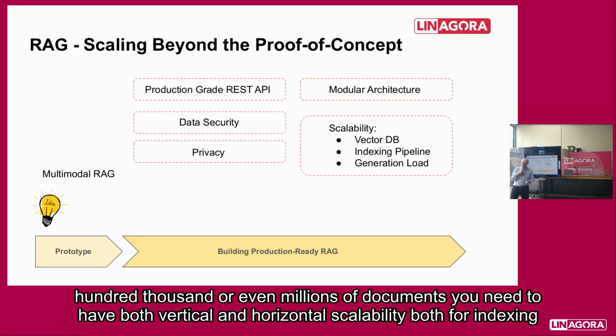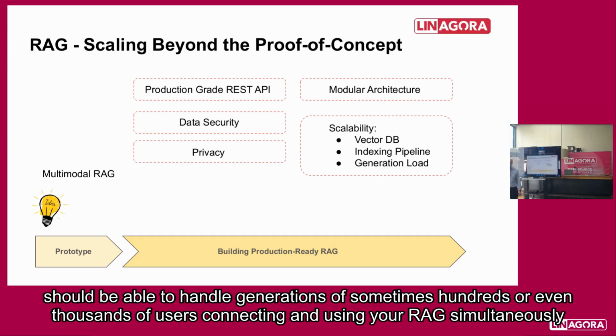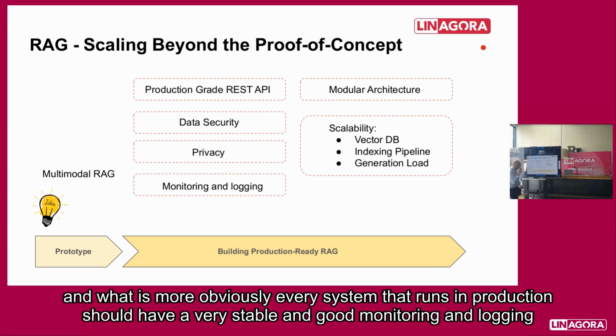You need to have both vertical and horizontal scalability, both for the indexing pipeline, for the storage, so the vector DB, and also to be able to handle the generation load. So in online mode, you should be able to handle generations for sometimes hundreds or even thousands of users connecting and using your RAG simultaneously. And what is more, obviously, every system that runs in production should have a very stable and good monitoring and logging system.